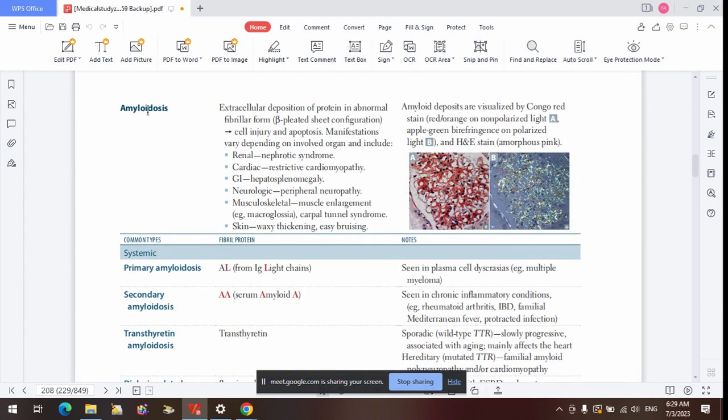Then we talked about amyloidosis. We said amyloidosis is a condition where we have aggregation and accumulation of amyloid protein.